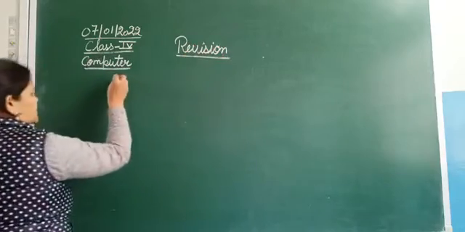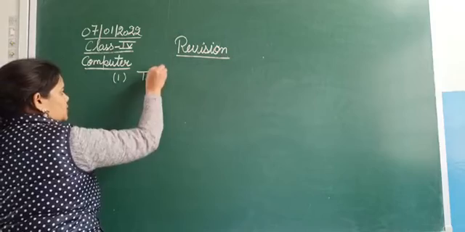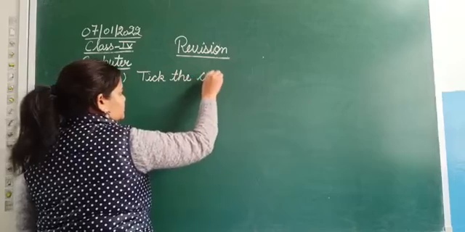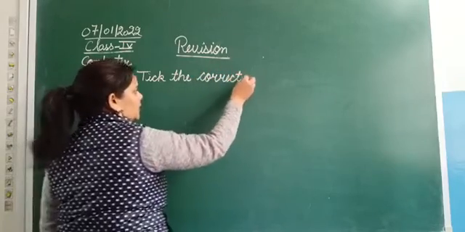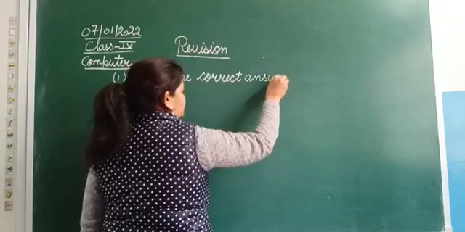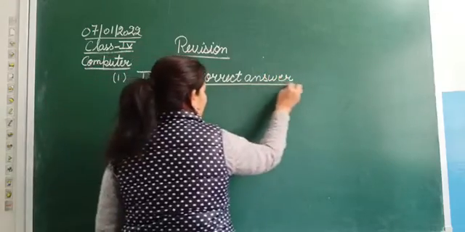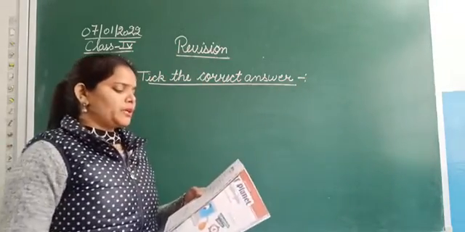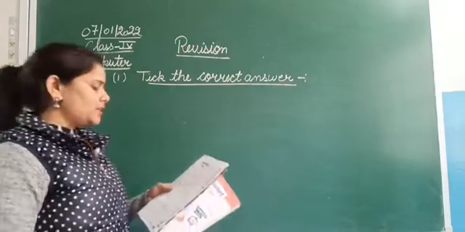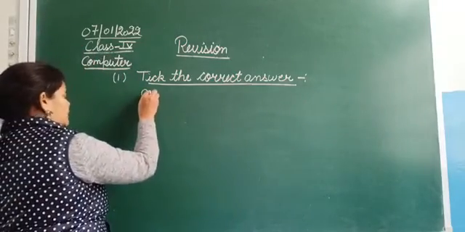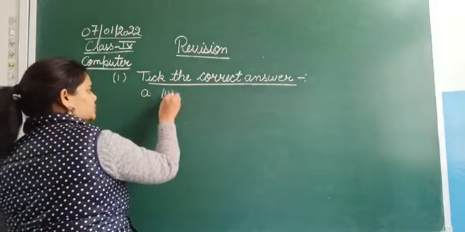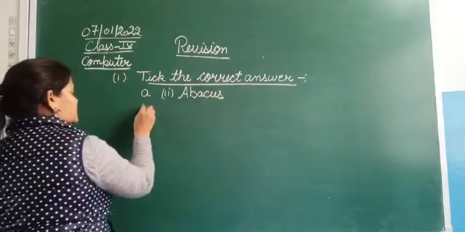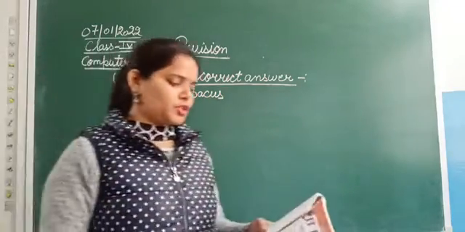Okay, so first of all, take the correct answer. The first one is: the first calculating device was. So what was the first calculating device? That was abacus. So the answer for A1 is option number 2, that is abacus. So the first calculating device was abacus. That is option number 2.